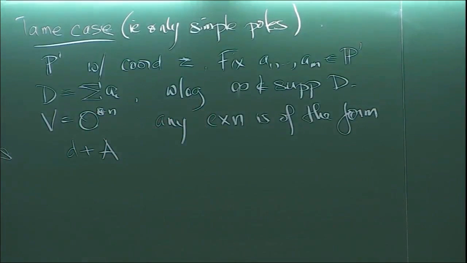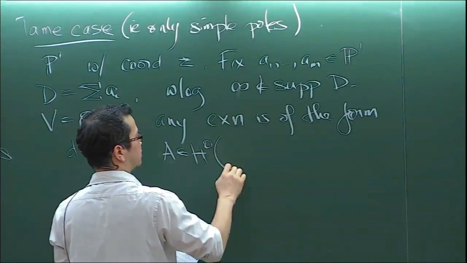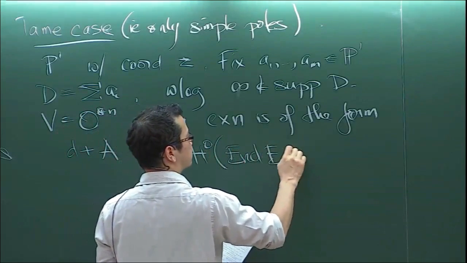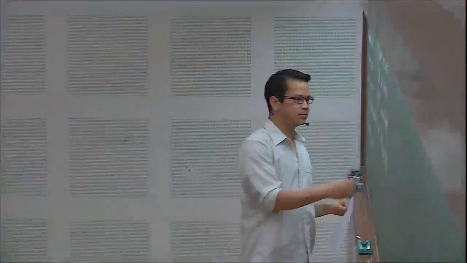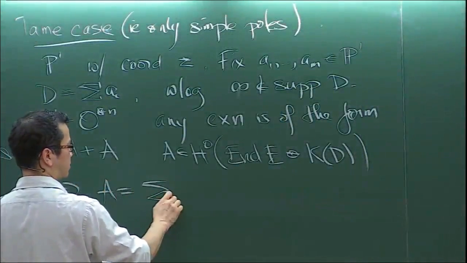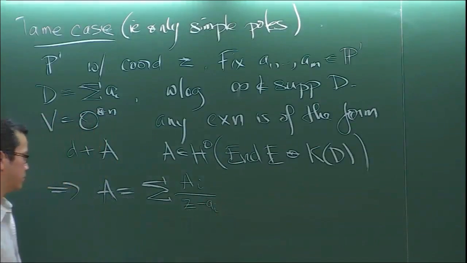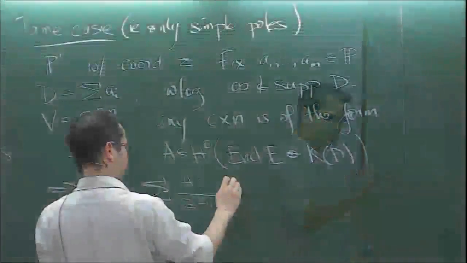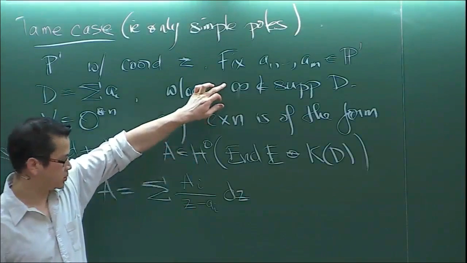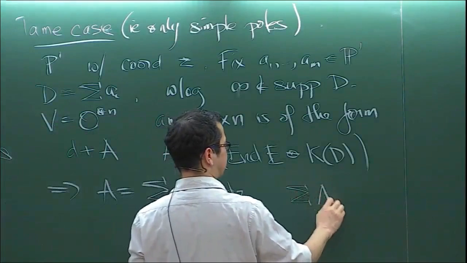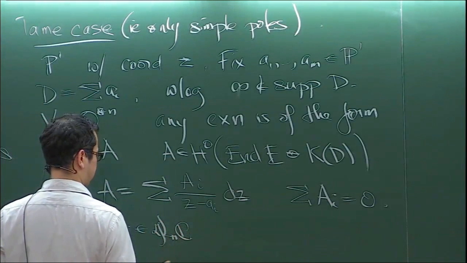D plus A, where A, well, you can say that A is a Higgs field. So A will be a section here. Okay. So what this means is that you can actually write A as a sum of constant matrices A_i over z minus a_i. And then the further condition that there's no pole at infinity is that the sum of these matrices is zero. So these a_i are constants.